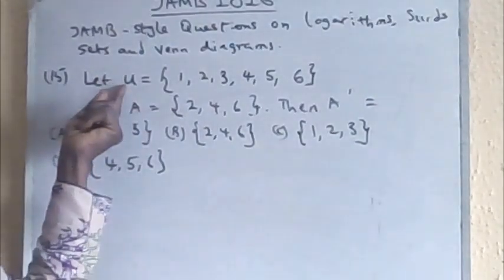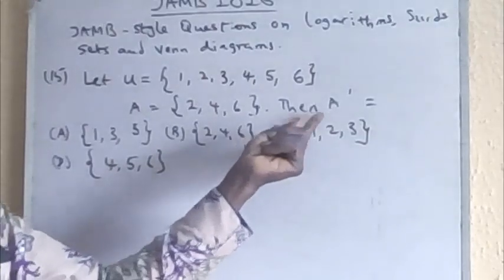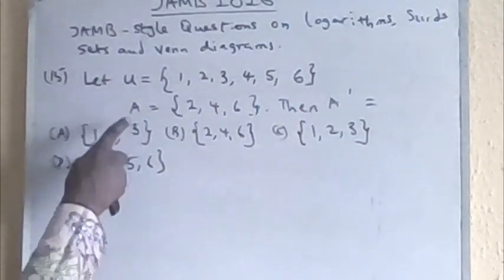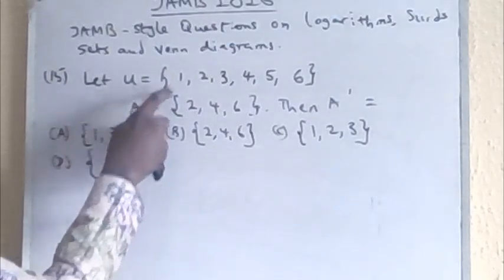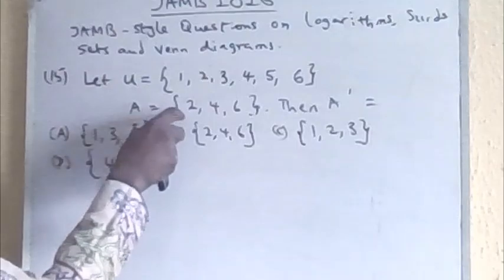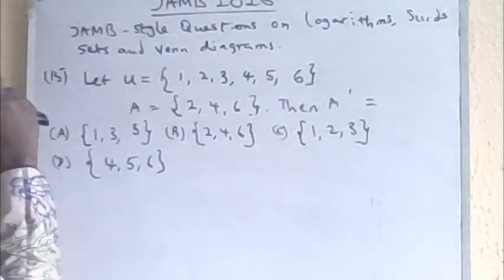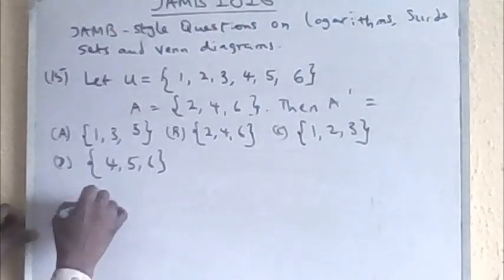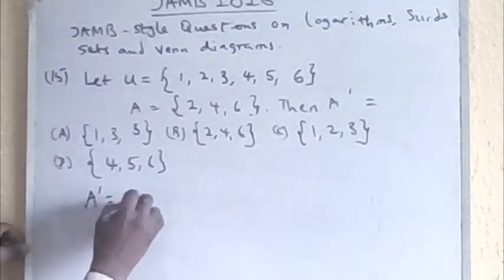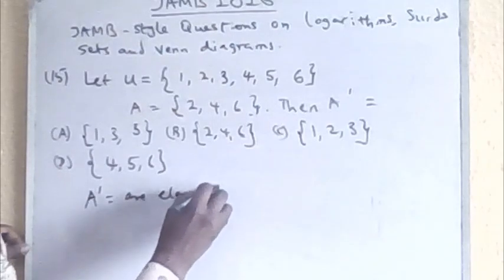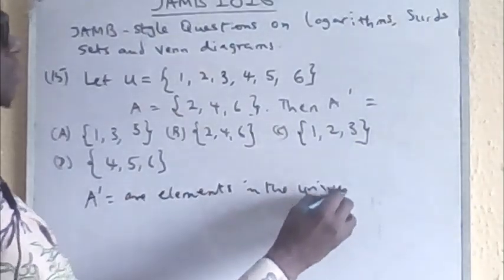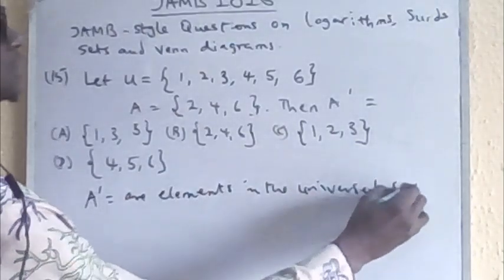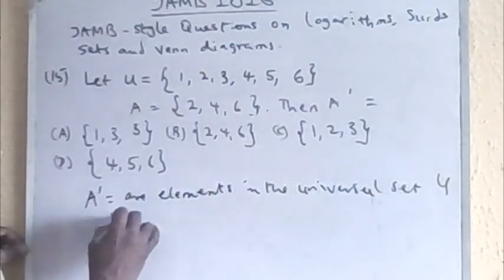But the question says, what is A complement? A complement means what is in the universal set and not in A. Everything that is not in A, but in the universal set. Okay, so let me define it. A complement are elements in the universal set, that is U, but not in A.